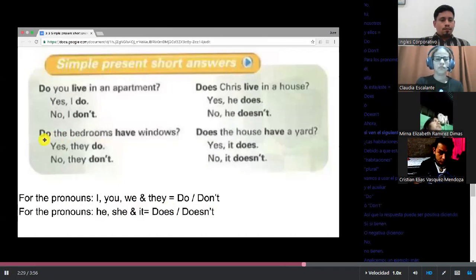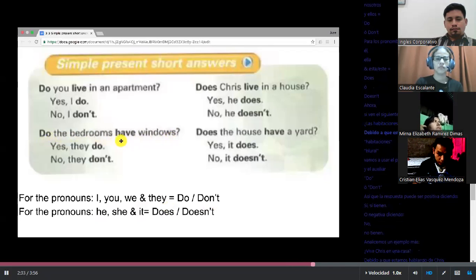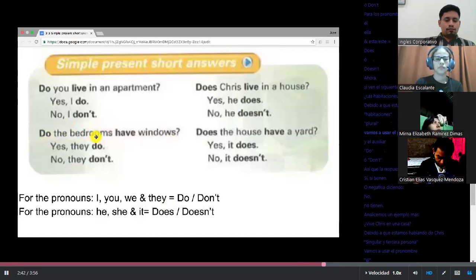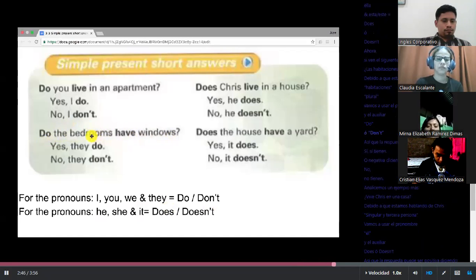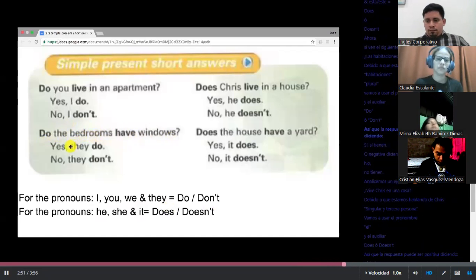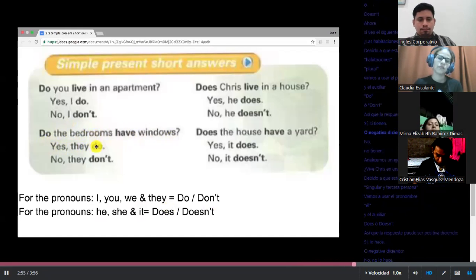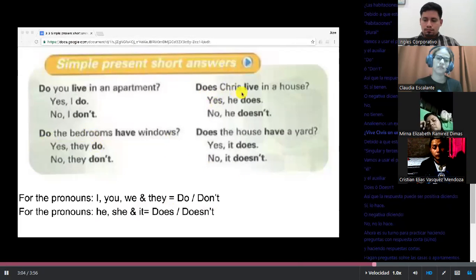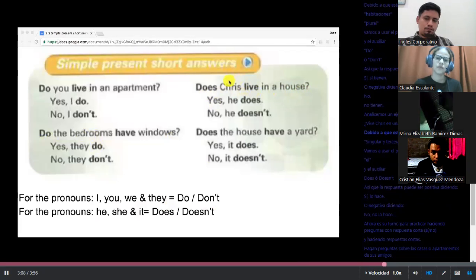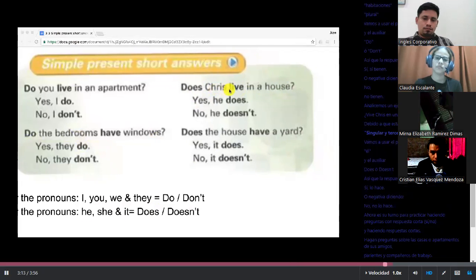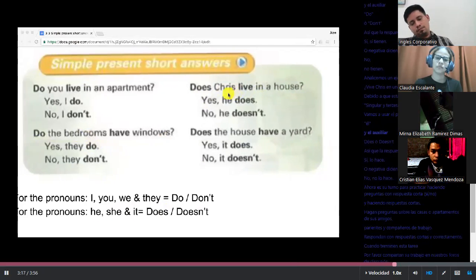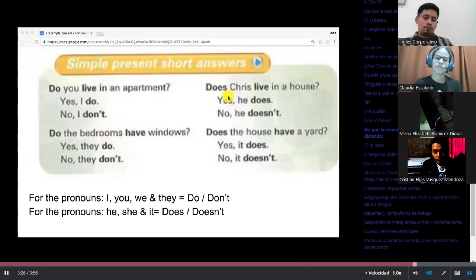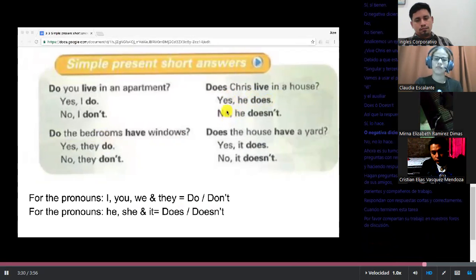Now, if you see the example, do the bedrooms have windows? Because we're talking about bedrooms, plural, we're going to use the pronoun they and the auxiliary do or don't. So the answer can be positive by saying, yes, they do. Or negative by saying, no, they don't. Let's analyze one more example. Does Chris live in a house? Because we're talking about Chris, singular and third person, we're going to use the pronoun he and the auxiliary does or doesn't. So the answer can be positive by saying, yes, he does, or negative by saying, no, he doesn't.